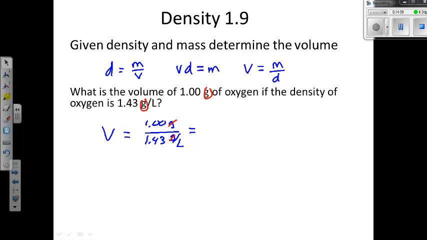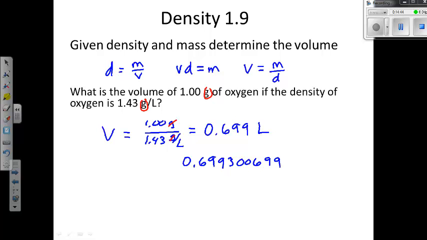So I do the math here. 1 divided by 1.43 is equal to 0.699300699. That's what I get in my calculator. Okay, so do I need all those numbers? No. 3 significant figures in 1.00, 3 significant figures in 1.43. So here we are, 0.699, and my answer is going to be in liters.